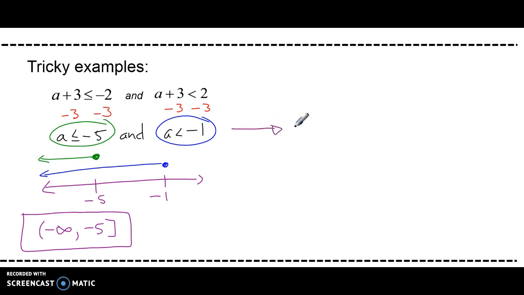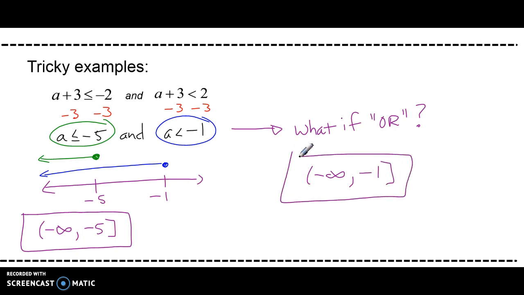Take a second and consider, what if the word in the middle was or? Well, now you do a very different thing. Same picture, same green set, same blue set, but the difference is now you take everything. And if you take everything, you're going to go all the way up to negative 1. So the same two inequalities, just change the word and versus or, makes a change like that to the answer.